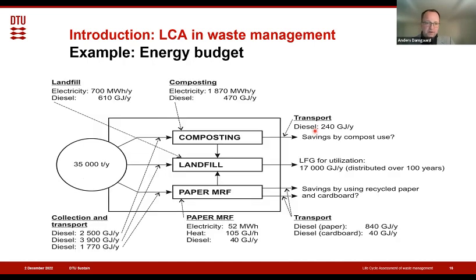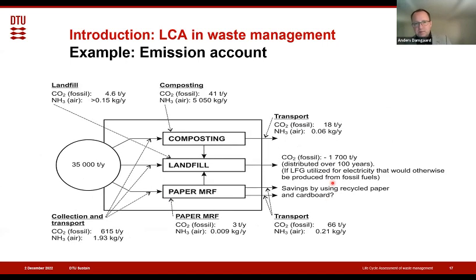So after we have done the mass balance, we can do the same from an energy budget, and I'm not going to go through all the numbers, but we can then look at how much energy it takes to run this whole facility, and what we get out in terms of energy budgets, in terms of recovered materials, etc., that can be used as an energy carrier. And then we can do the same with emissions, and we can put emissions on both the direct emissions and then also the savings of the emissions downstream.